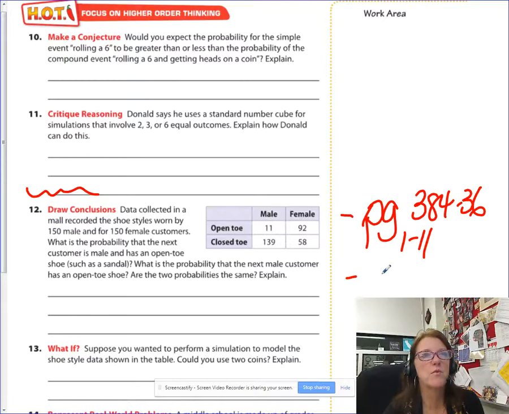When you get done with that, I want you to head into iExcel and focus on those ones that I've highlighted on your checklist for getting ready for MCAs. All right? So page 384 to 386 and iExcel.